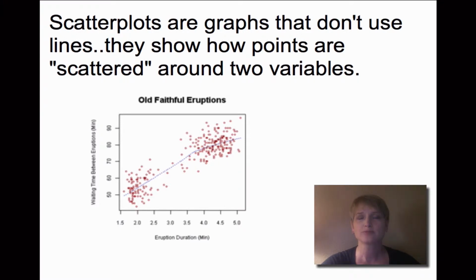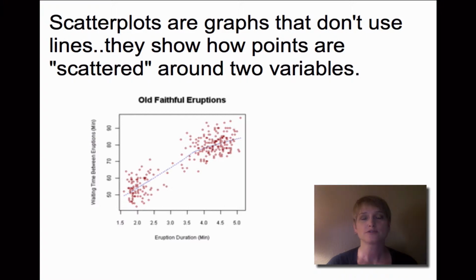We also have scatter plots. Now, scatter plots are a little bit different. They're not really line graphs. Sometimes we'll draw a best fit line just so that we can read the data better, but what scatter plots do is they scatter the data around 2 different variables so you can see how the variables relate to each other.